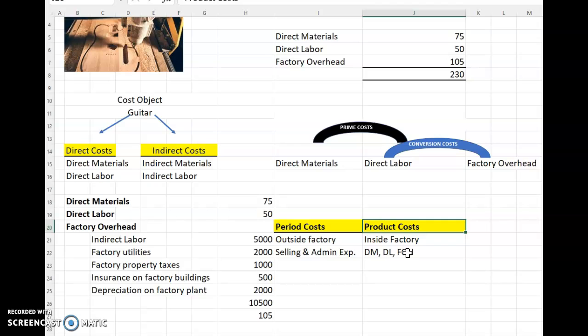So an example would be direct material, direct labor, factory overhead. Now all of this will eventually get expensed. Period costs get expensed right away, but product costs get expensed when you sell the guitar. So it's held in inventory until the time you sell the guitar. So that is the way that we will classify expenses in managerial accounting.